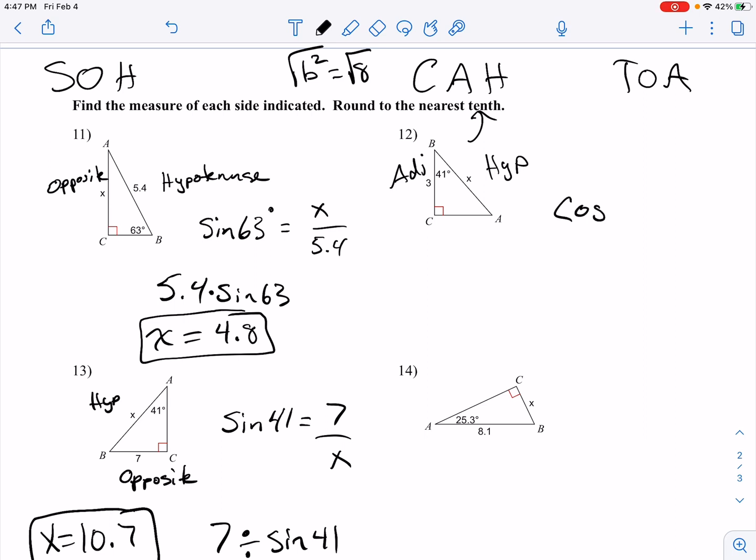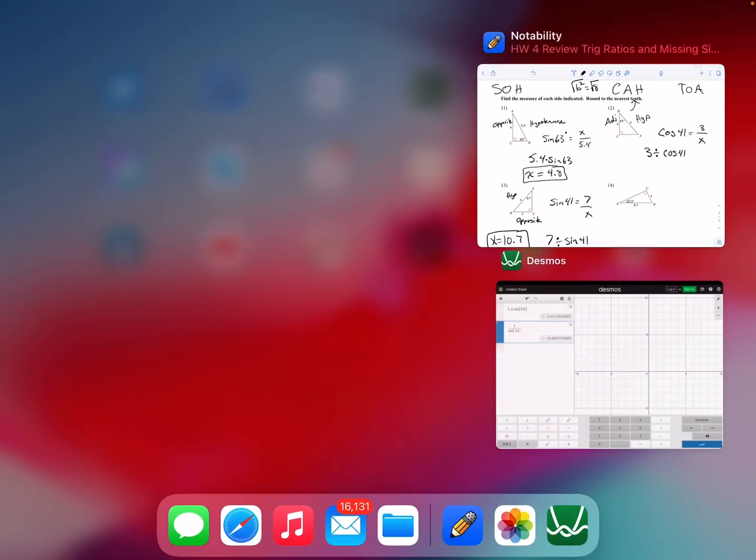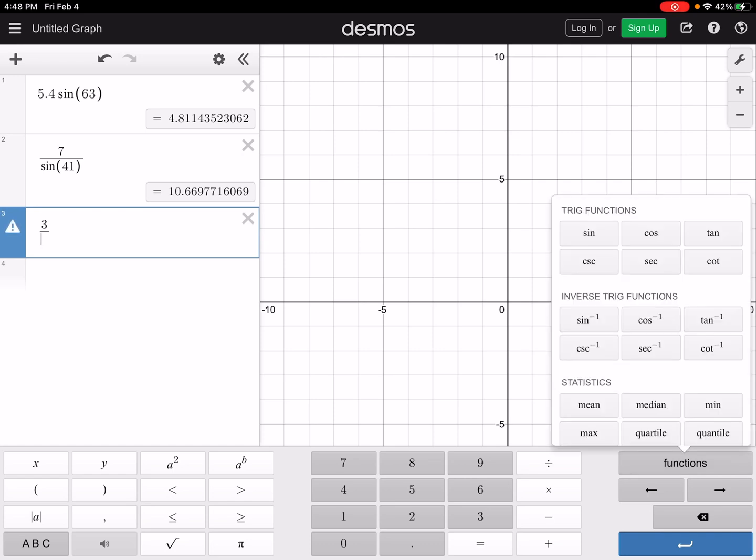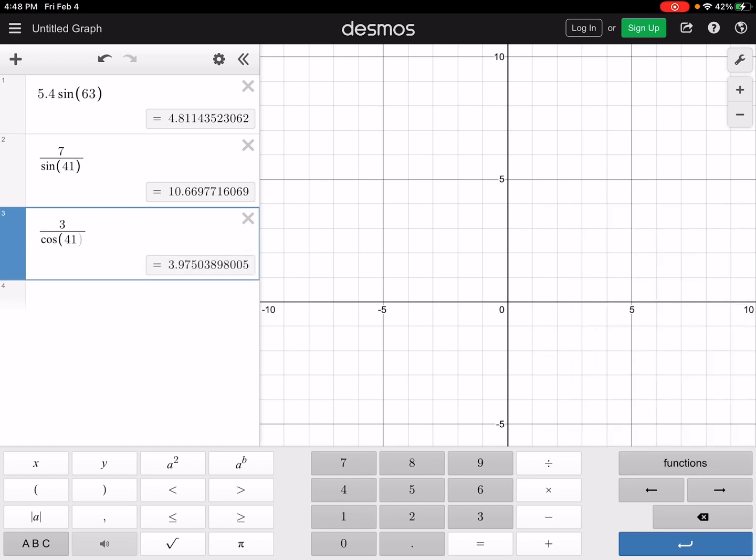The cosine of 41 is equal to the adjacent over the hypotenuse. X is down low, so we divide. 3 divided by the cosine of 41 is about, we'll say 4. If you go to the nearest tenth, that 9 goes up 1 if there's a 7 after it. So this would round to just 4.